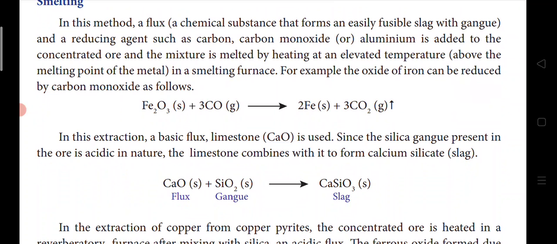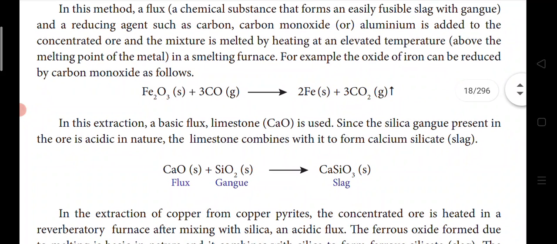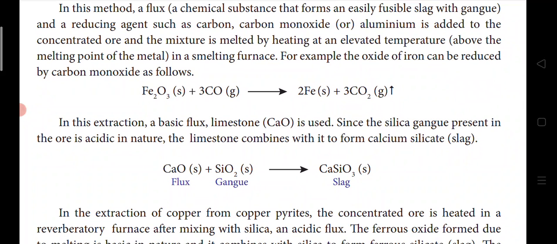ore, that is concentrated ore. இதை நம்ம ஹீட் பண்ணும்போது என்ன ஆகும் அப்படின்னா we will get iron, plus carbon dioxide gas will be evolved. So இது basic flux நம்ம யூஸ் பண்ணுறோம். இந்த எக்ஸ்ட்ராக்ஷனில் நம்ம என்ன ஃப்ளக்ஸ் யூஸ் பண்ணுறோம்னா பேசிக் ஃப்ளக்ஸ் லைம்ஸ்டோன் யூஸ் பண்ணுறோம்.